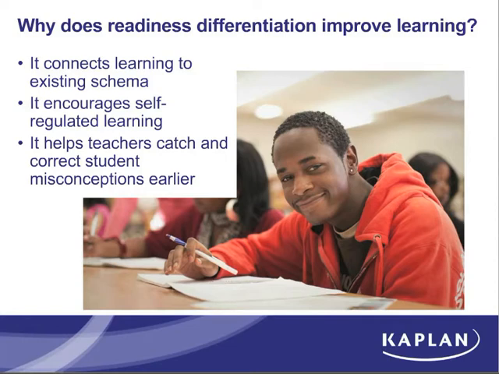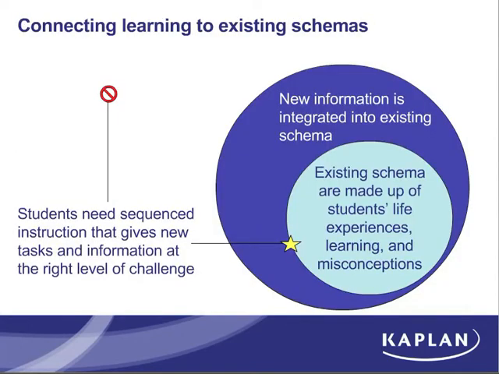Because we know about Vygotsky's zone of proximal development, readiness differentiation just makes sense to most of us. Still, knowing what research says about the value of differentiation helps us to maximize our use of it. In short, research says that differentiation works because it connects learning to existing schema, encourages self-regulated learning, and helps us catch and correct student misconceptions as soon as possible.